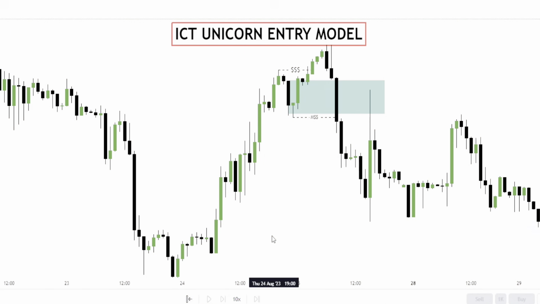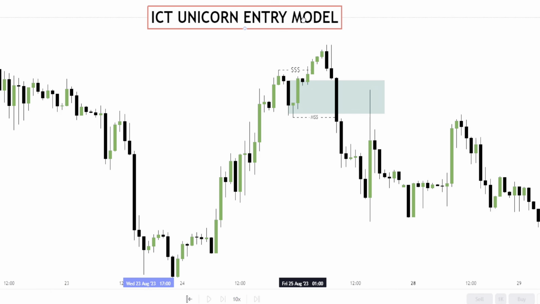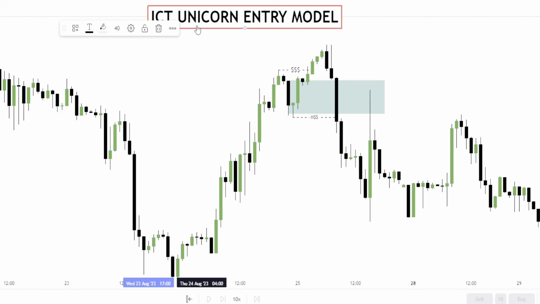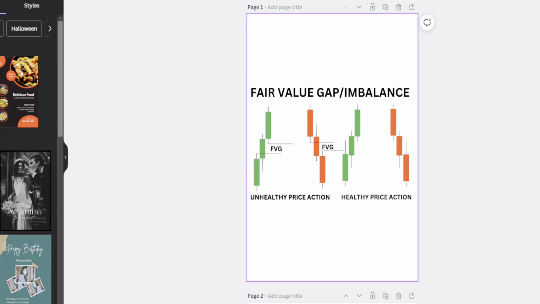All right, ICT traders, welcome here to my screen. This particular ICT entry model I'm about to show you is called the ICT Unicorn Entry Model, and it is basically the combination of an ICT breaker block and a fair value gap. Let me repeat it again: an ICT breaker block and a fair value gap. For those of you who don't know what a breaker block and a fair value gap is, I'm going to show you a very quick recap right here.